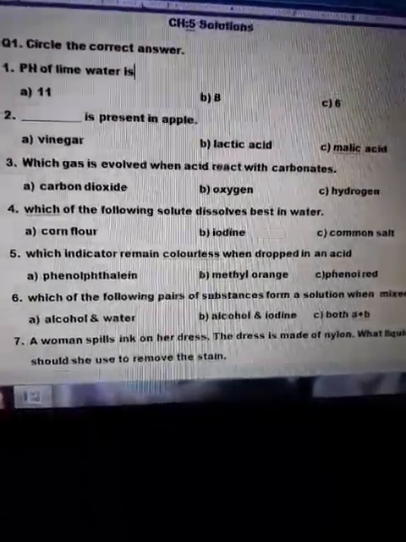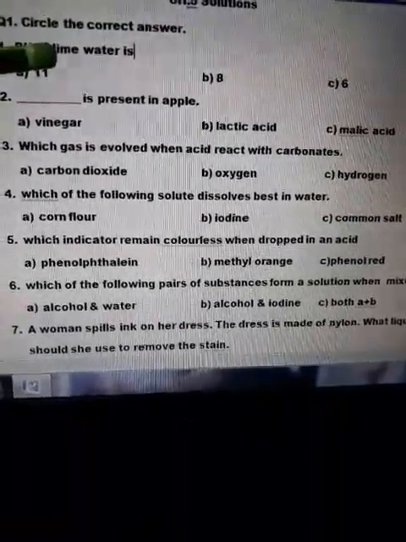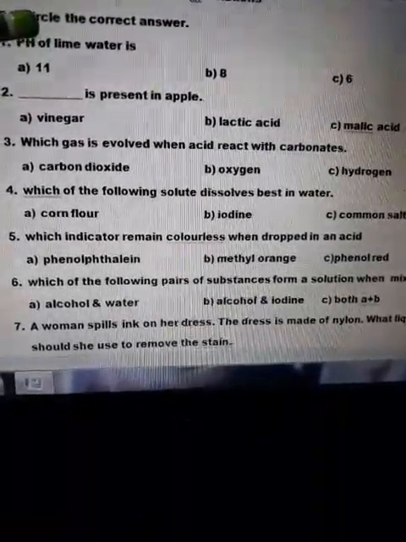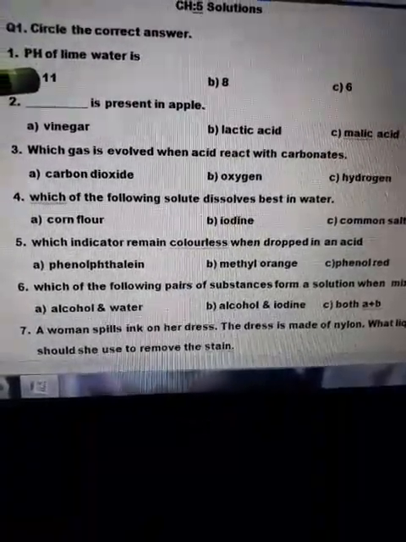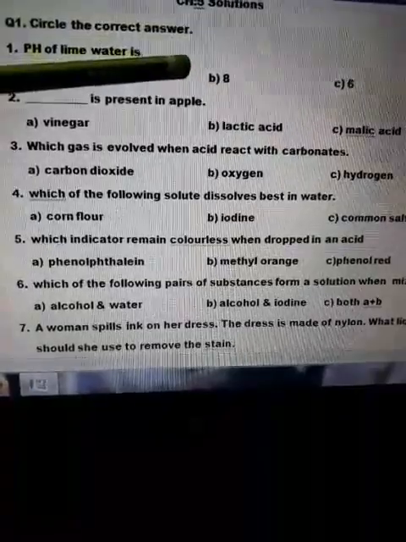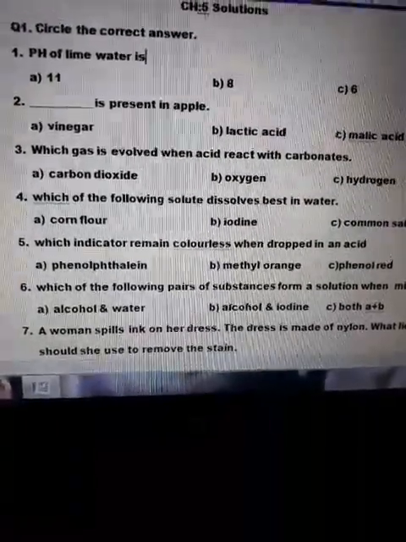pH of lime water is 11, 8 or 6? As we know, lime water is alkaline, it means its pH must be greater than 7. Its pH is 11 because 8 is the pH of toothpaste and 6 is the pH level of unpolluted drain.